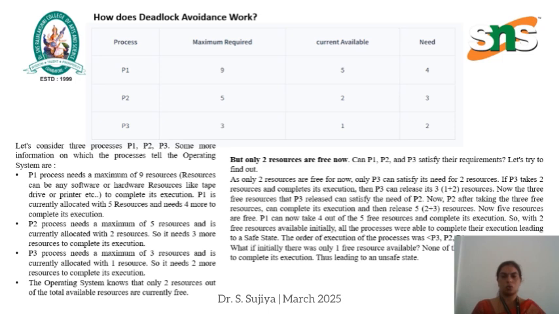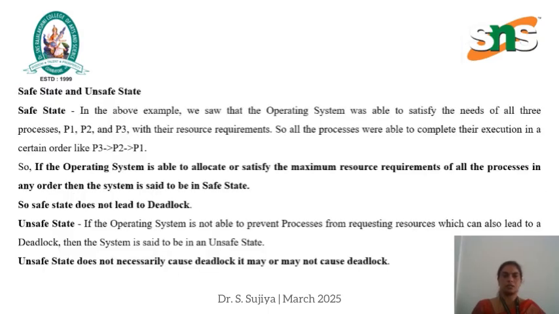So with two free resources available initially, all the processes were able to complete their executions, which leads to a safe state. In case the resources do not reach the maximum needed to complete a task, then it will enter into an unsafe state. So this is how safe state and unsafe state have been explained.